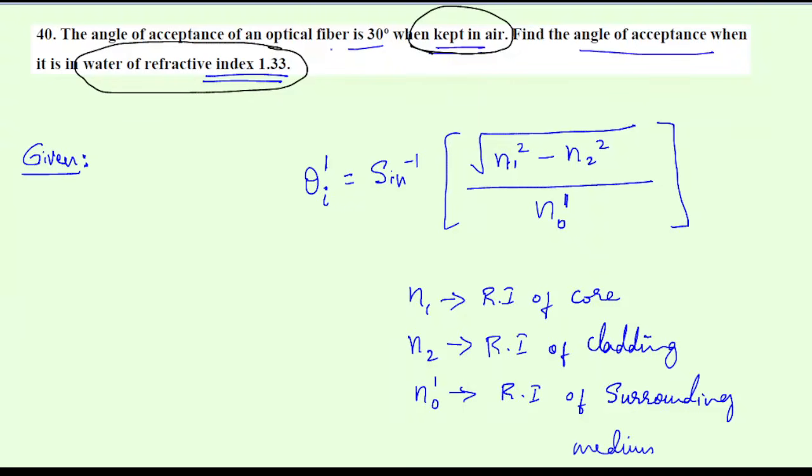The angle of acceptance of the optical fiber is 30 degrees when kept in air. We write theta I without a prime, which is equal to 30 degrees. Now the refractive index of air is 1, no? Next, we are supposed to find the angle of acceptance when it is in water. That is, theta I dash is to be found out. What is given? The refractive index of water is given. That is n0 dash, which is 1.33.